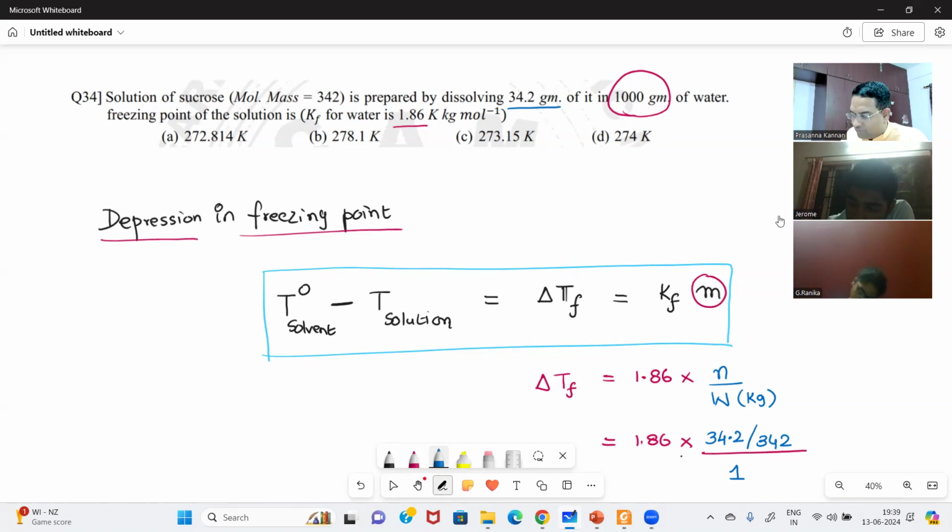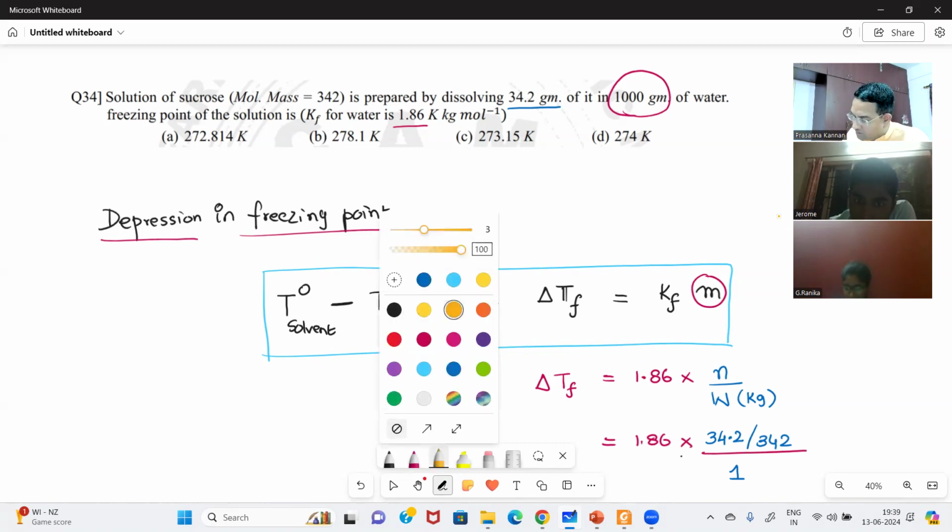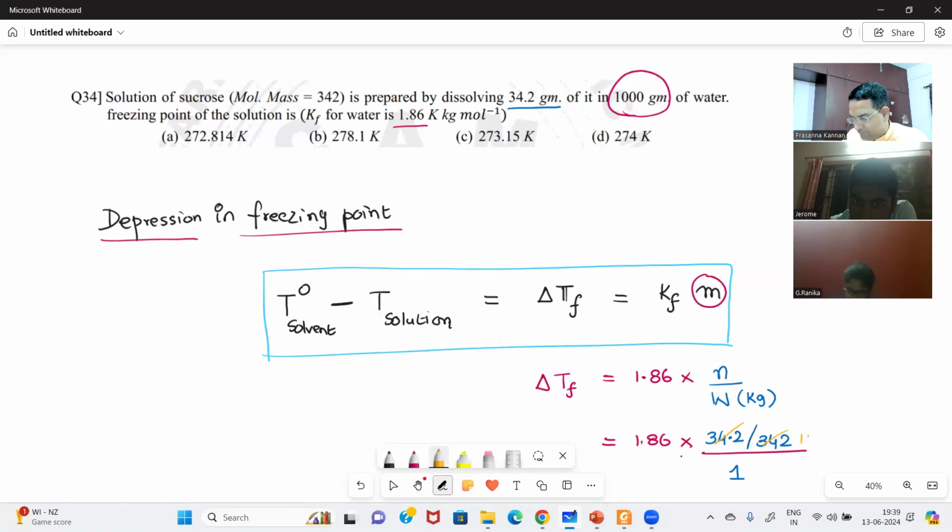So very simple to calculate, no need for a calculator. 34.2 divided by 342 is what? 1 upon 10. So 1.86 gets divided by 10. So you get 0.186 degrees Celsius. Got it? So this is the depression in freezing point.